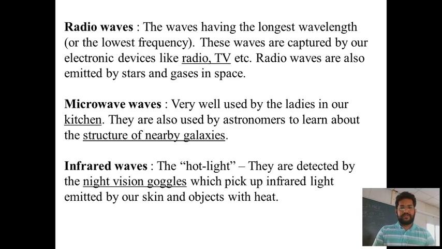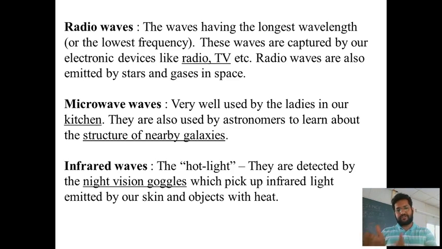First of all, the radio waves, which have the longest wavelength. These waves are captured by our electronic devices like radios, TVs, etc. Imagine that if our human eye had the capacity to see these waves, we could watch all the TV programs in the air. But since we are unable to see radio waves directly, we need a device like a radio or a TV to capture them and convert them into the visible region.